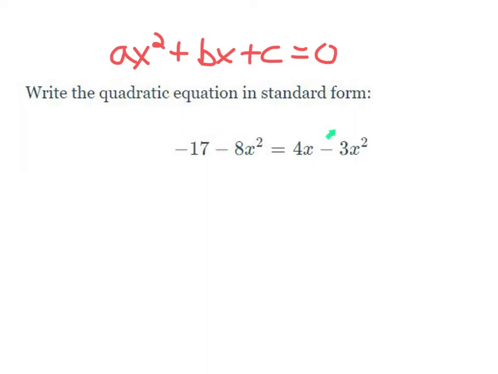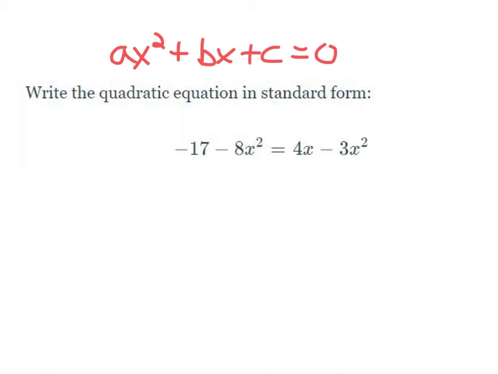Well, we need to combine our like terms, but remember, when they're on opposite sides of the equal sign, you have to move one of them. So I'm going to move these two terms on the right side over to the left side, okay?